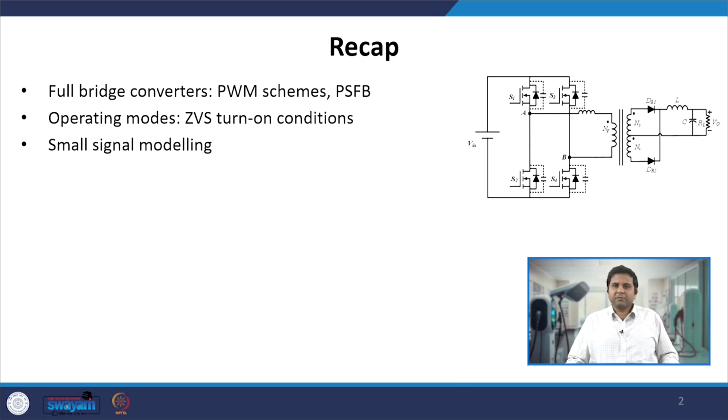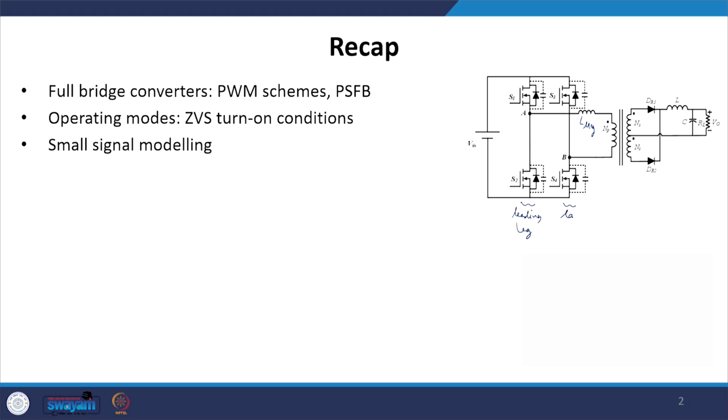Now if we recall our previous discussions, we were discussing the full bridge isolated DC converter in detail, where we have seen that the circuit will look something like this. It comprises two half bridges called the leading leg and the lagging leg, and because of this particular structure we have seen different schemes of that full bridge converter.